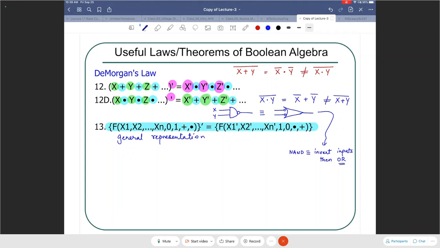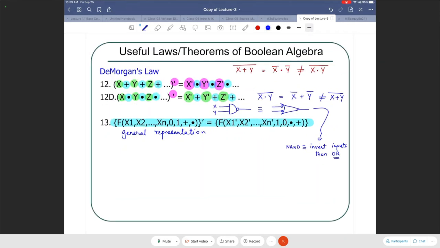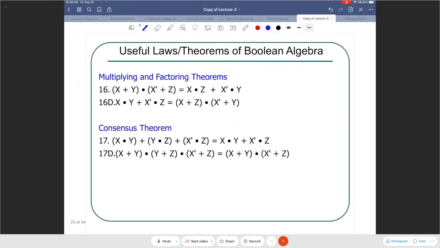All right, so that's 12, 12D, and 13. Now we are going to move into 16 and 17. So these are the last two Boolean algebra properties. We will try to prove some of them using other Boolean algebra properties.